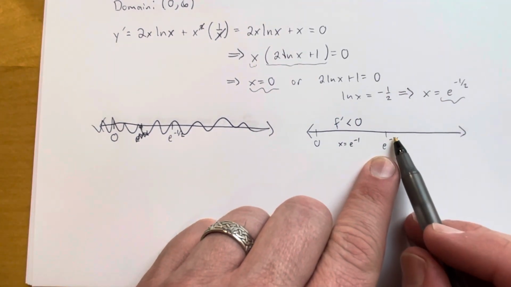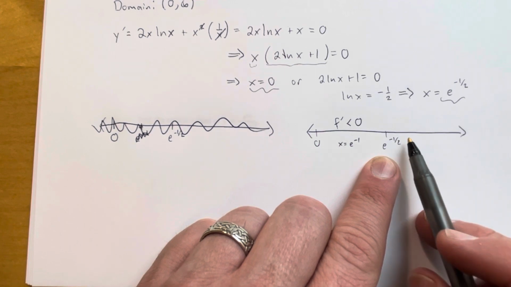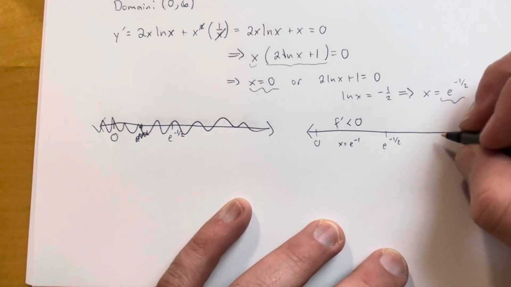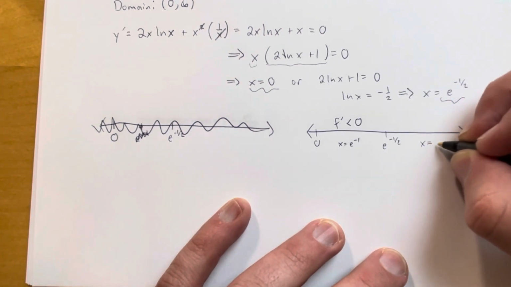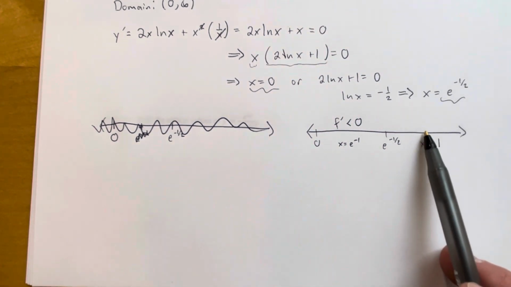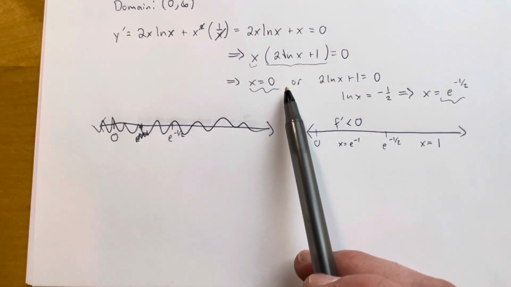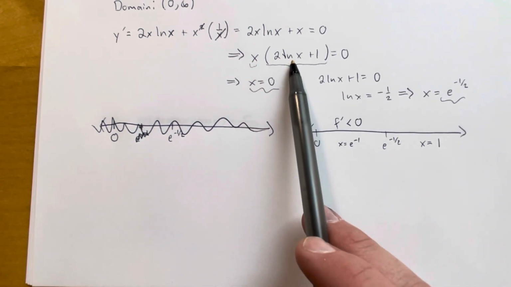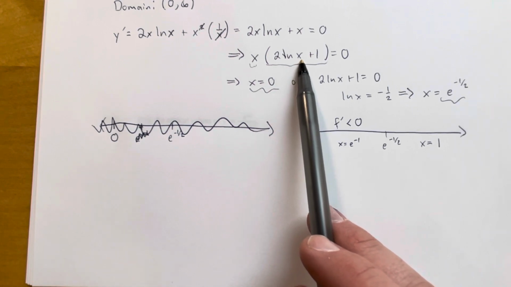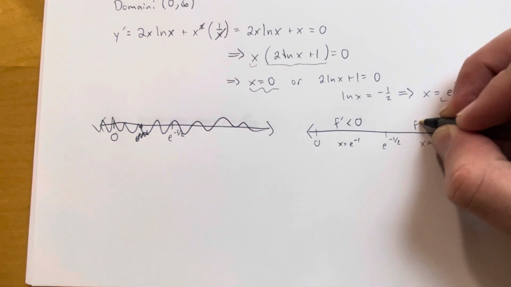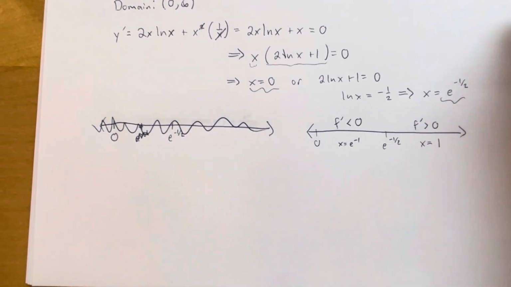Now I want to pick a number that's larger than e to the negative 1/2. So e to the power of 0 would be larger, but e to the power of 0, just like anything to the power of 0, is really just the number 1. So I could use 1 as a test point over here. Plugging that in, if I were to plug 1 in for x here, that's 1, which is positive. The natural log of 1 is 0, so this becomes 2 times 0 plus 1, which is 1, also positive. Positive times positive gives me positive. So my derivative is positive on that subinterval.